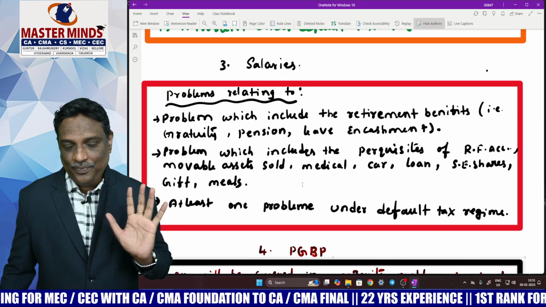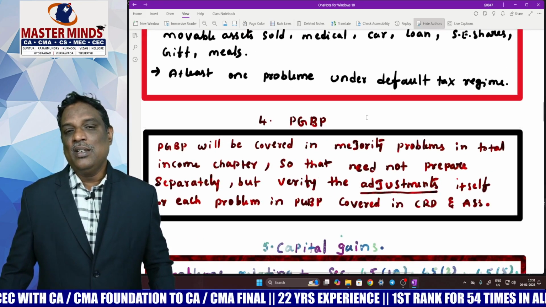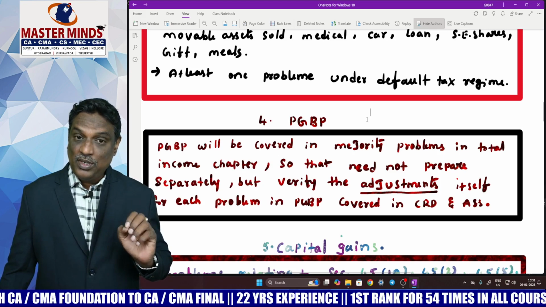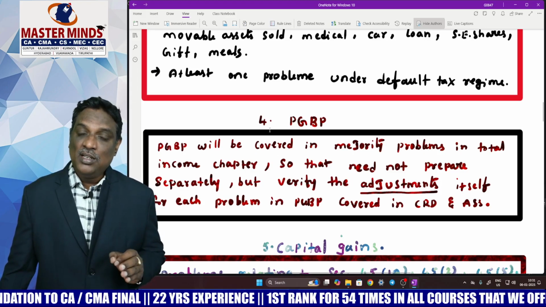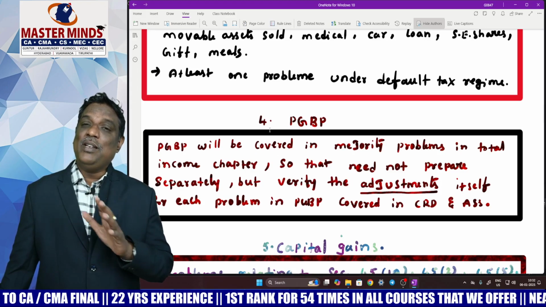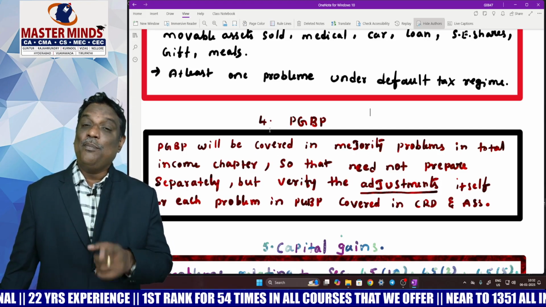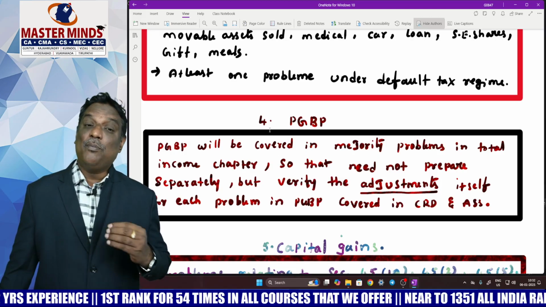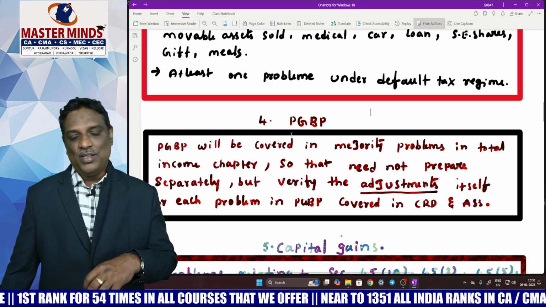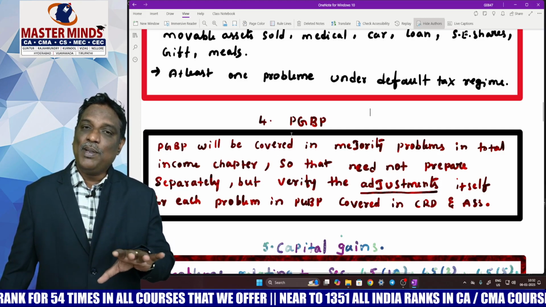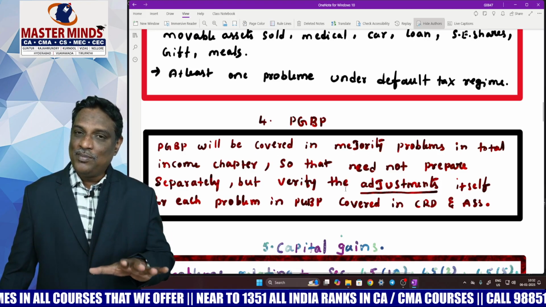Okay. Important. Next, my dear students, the next chapter is PGBP. I want to tell you some important information: PGBP problems will almost all be covered in the total income chapter. In the total income chapter, PGBP head is involved in the majority of problems. Whatever points are discussed in PGBP will also be repeated in the total income chapter. So, my dear students, it is better to prepare the total income chapter perfectly. It involves PGBP problems a lot.